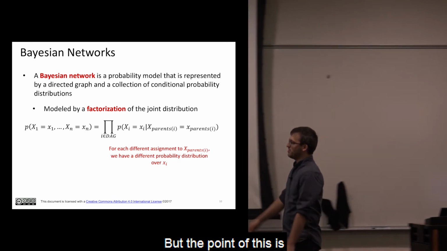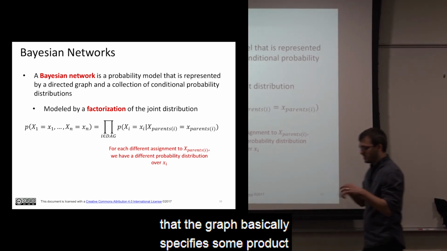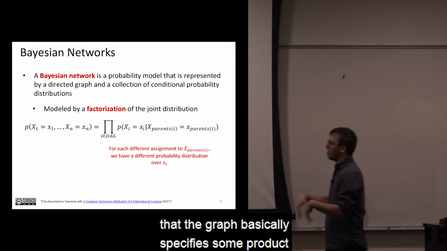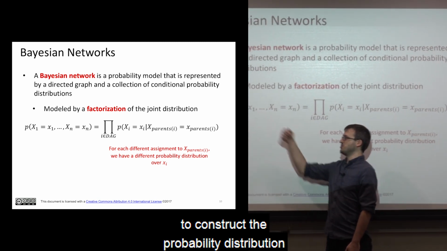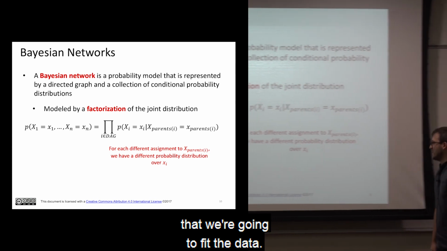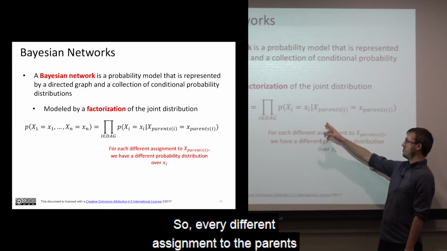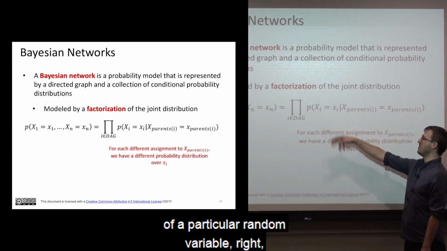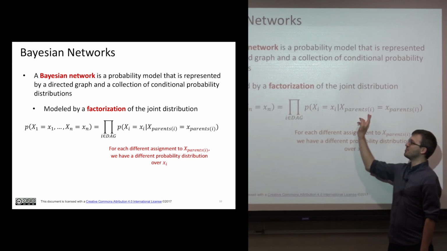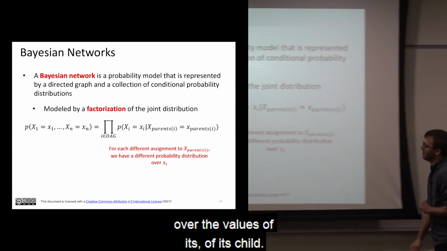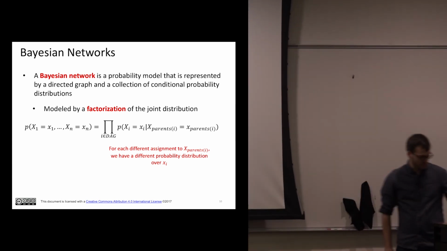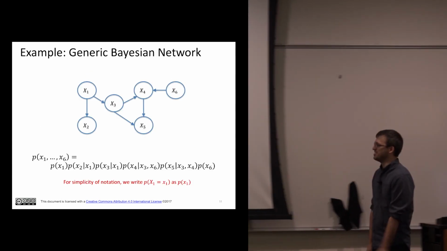But the point of this is that the graph basically specifies some product of probability distributions that are used to construct the probability distribution that we're going to fit to data. So every different assignment to the parents of a particular random variable, right, introduces a different probability distribution over the values of its child. So let's just see what this looks like. It's sort of best illustrated by example.